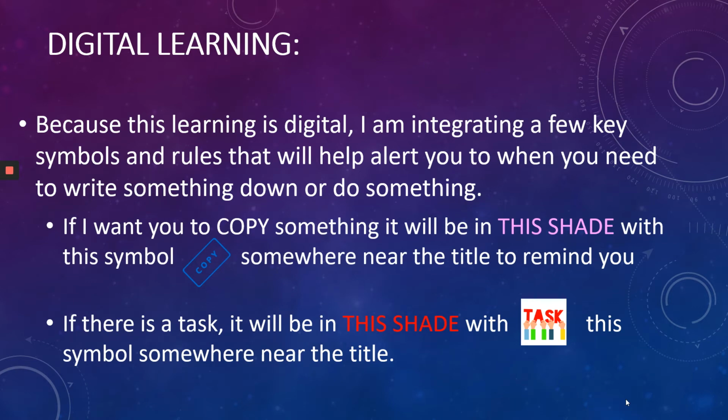Because this is digital learning, I'm integrating a few key symbols and rules that will help alert you to when you need to write something down or do something. If I want you to copy something, it'll be written in this lovely shade of lilac-y purple with this copy symbol somewhere up the top, just to remind you. And if there's a task, it'll be in this rather ominous shade of red with this delightful wee task symbol, again somewhere up the top. So if you see either of them, you need to pause it and either copy something down or complete a task.